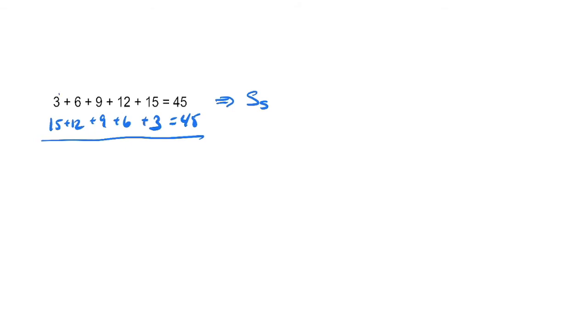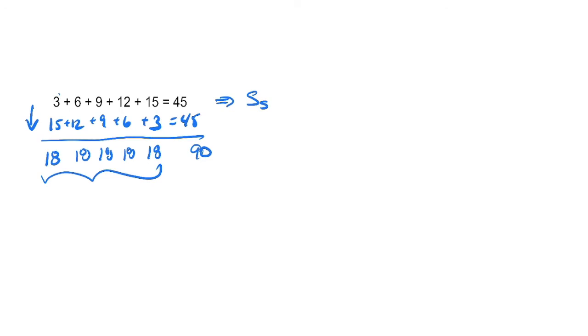Well, 3 plus 15, that's 18. So if we add our numbers that are lined up, 6 plus 12 is also 18. 9 plus 9 is 18. 12 plus 6, that's also 18. 15 plus 3, that's also 18. And of course, 45 plus 45, that's 90. So one thing that we recognize is that when we flip the order of the sequence and we add them up, we get the same values on the bottom.